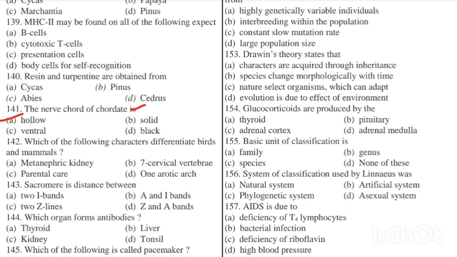Which of the following characters differentiate birds and mammals? The right answer is 7 cervical vertebrae. Sarcomere is the distance between, so it is the distance between two Z lines. Which organ forms antibodies? So the right answer is tonsil.